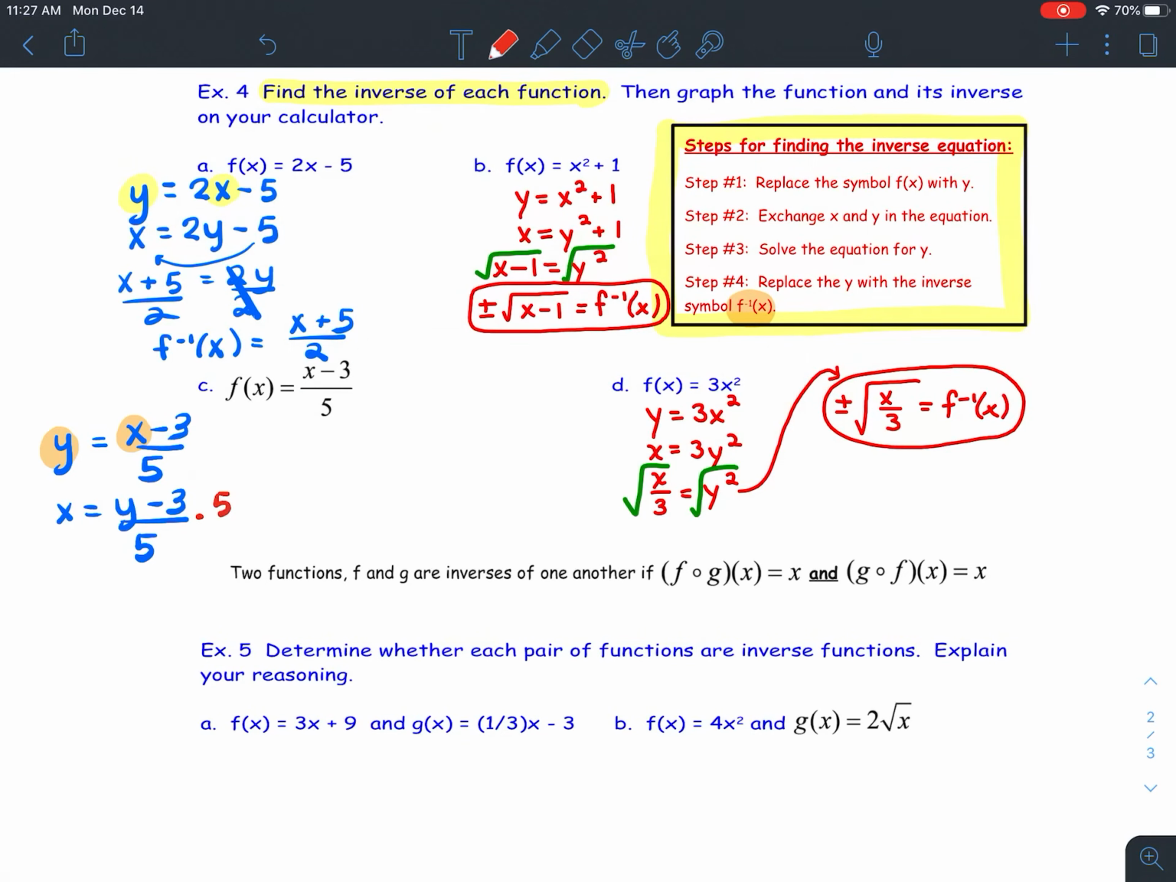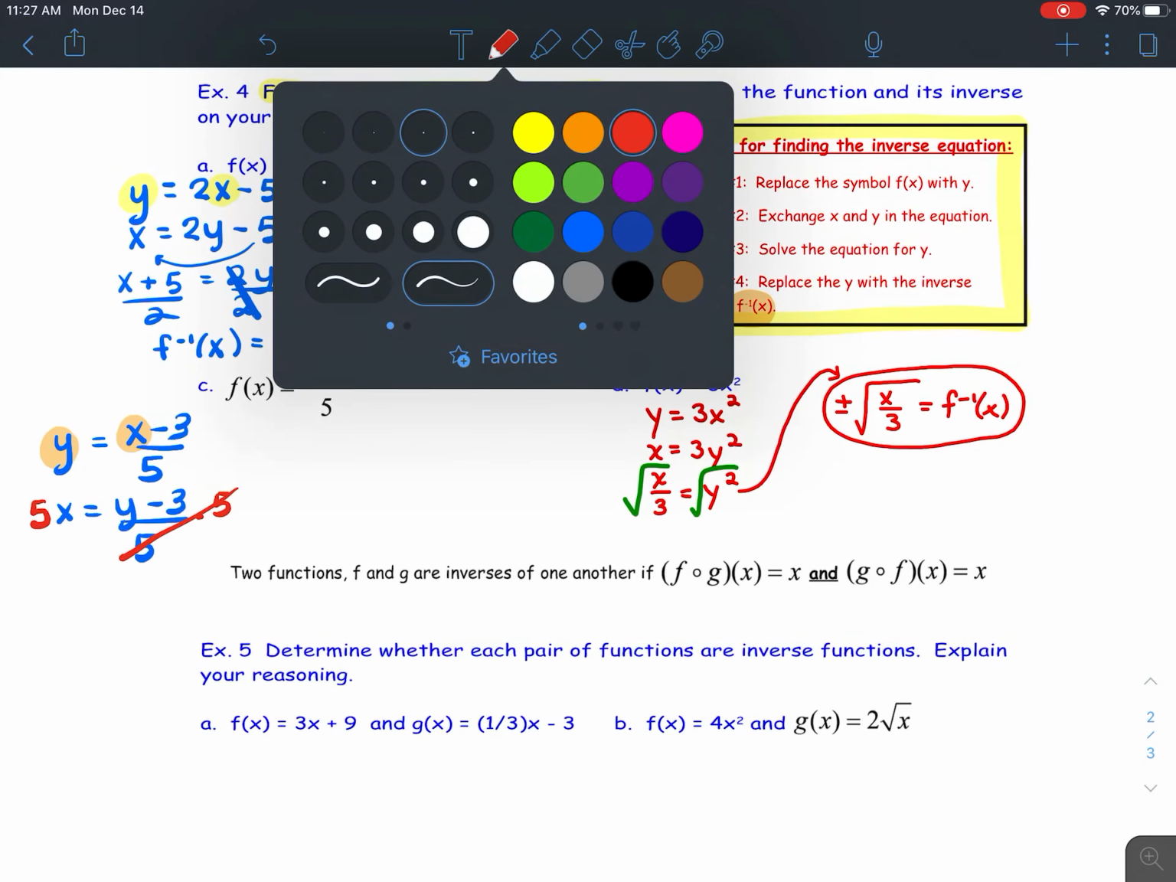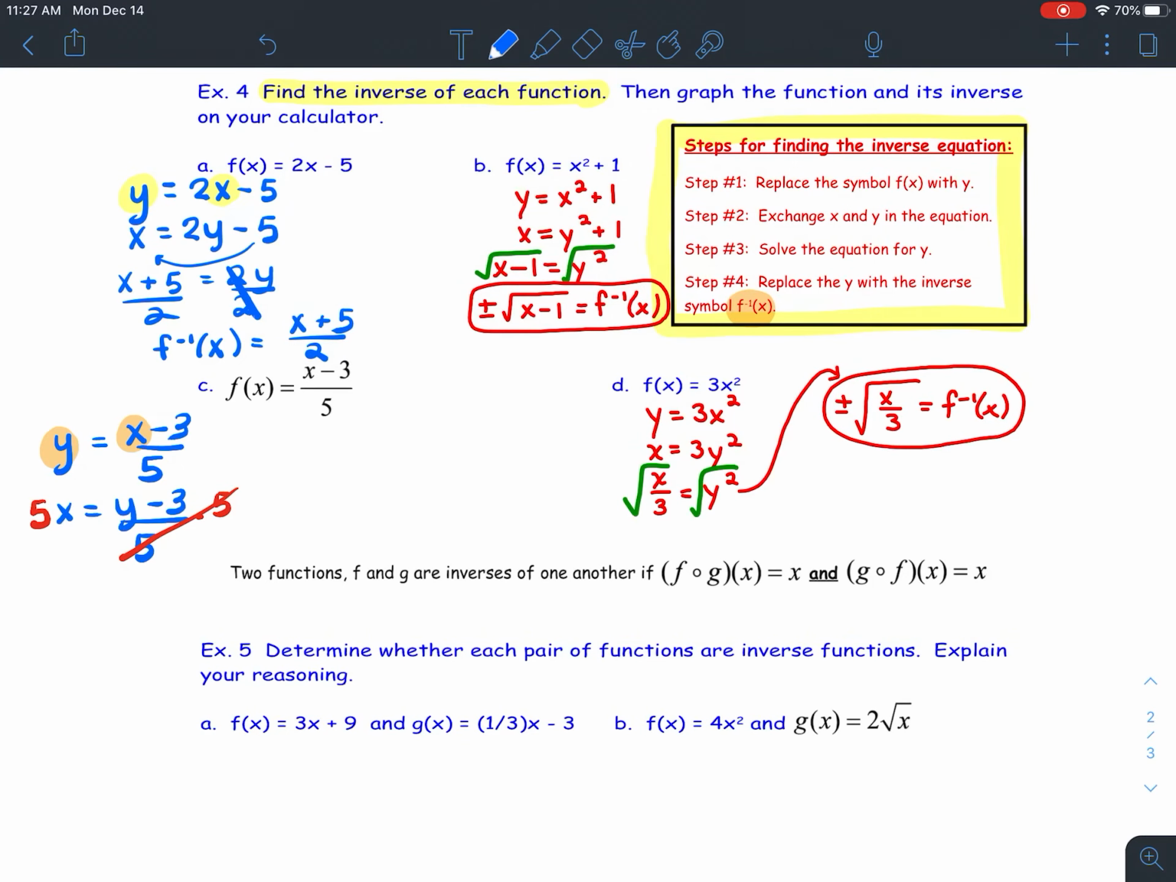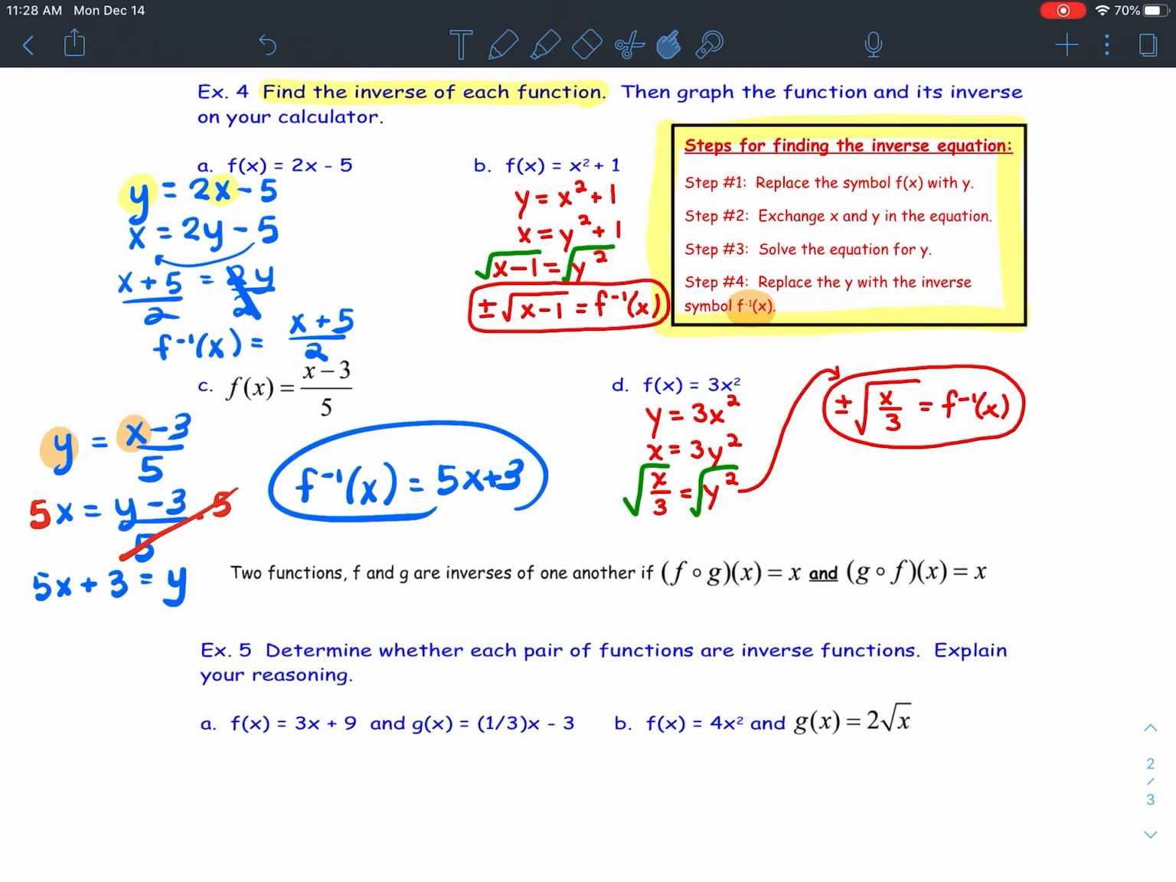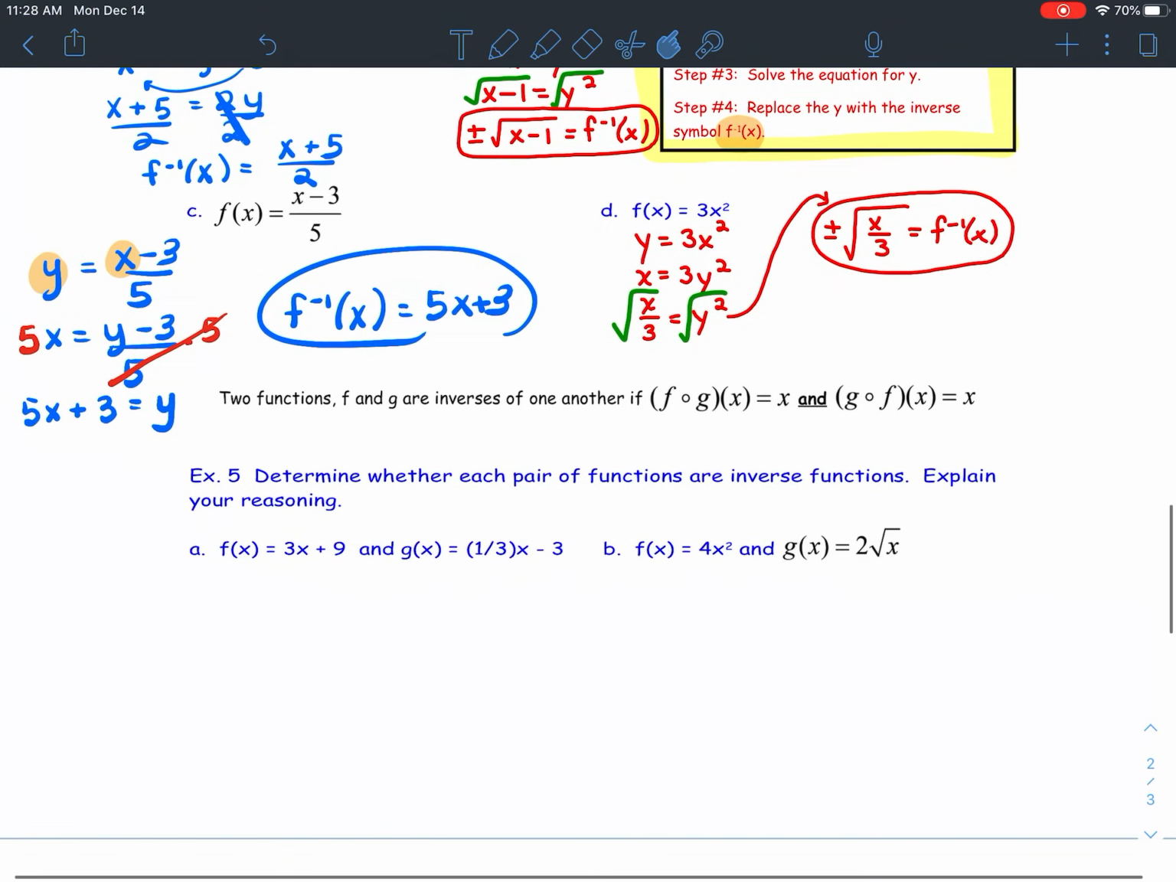So I'm going to get rid of this 5 first from the right. That means I've got to put it over there on the left as well. And then I'm going to get rid of the 3 by adding the 3 over to the left side. Now the y's by itself. My final step is to replace the y with the inverse notation symbol, f negative 1 of x. This would be my inverse equation. Again, if we graph the original and the inverse, they would both look like they are reflections of each other across the line y equals x.